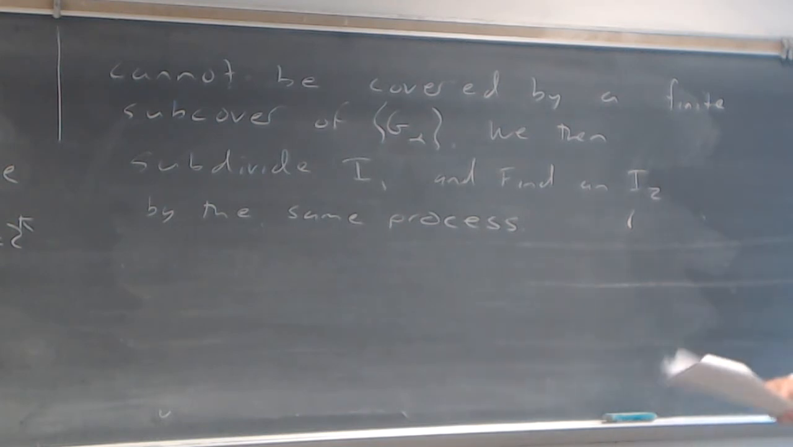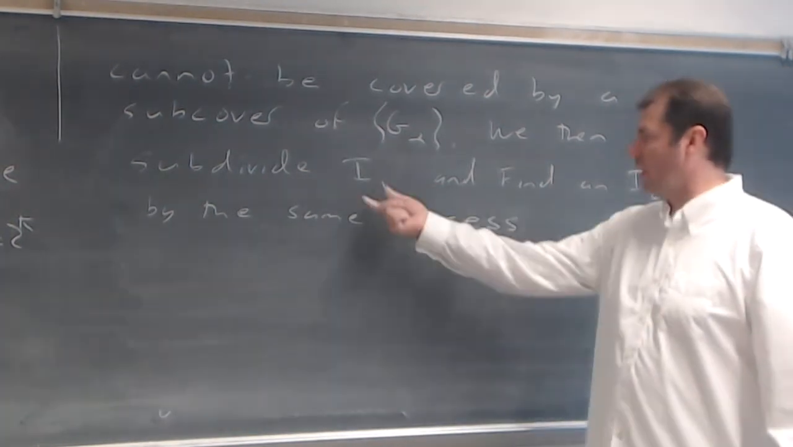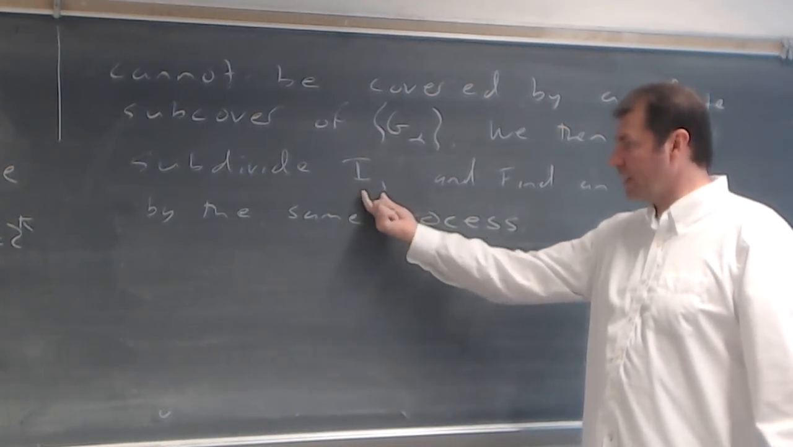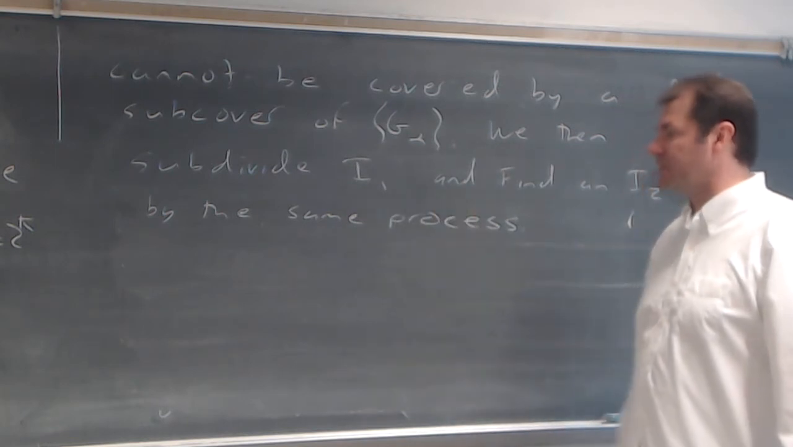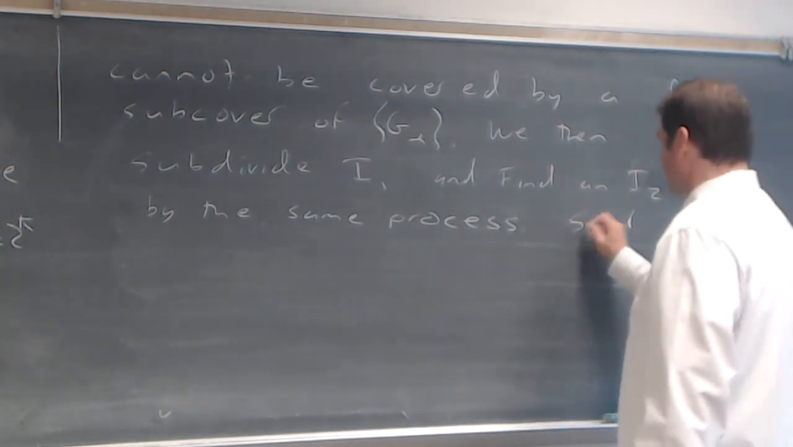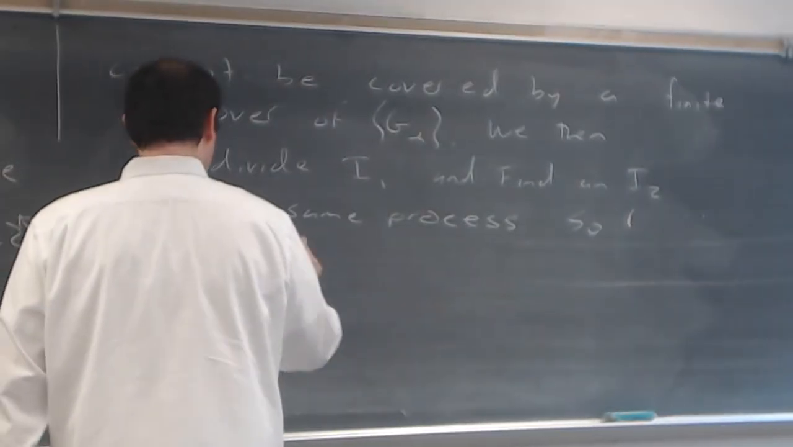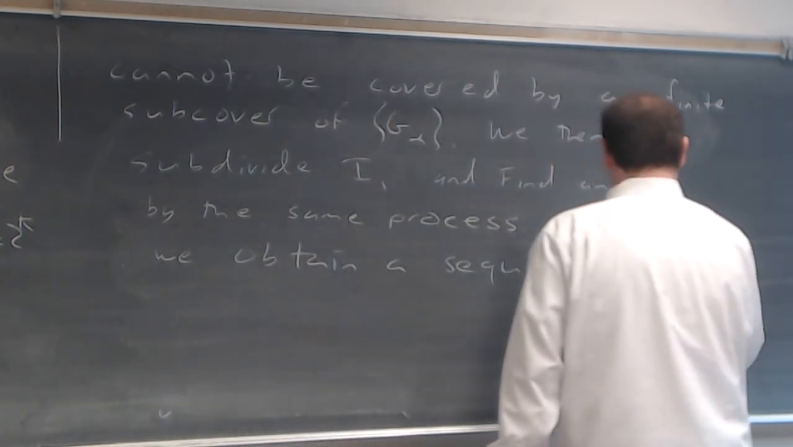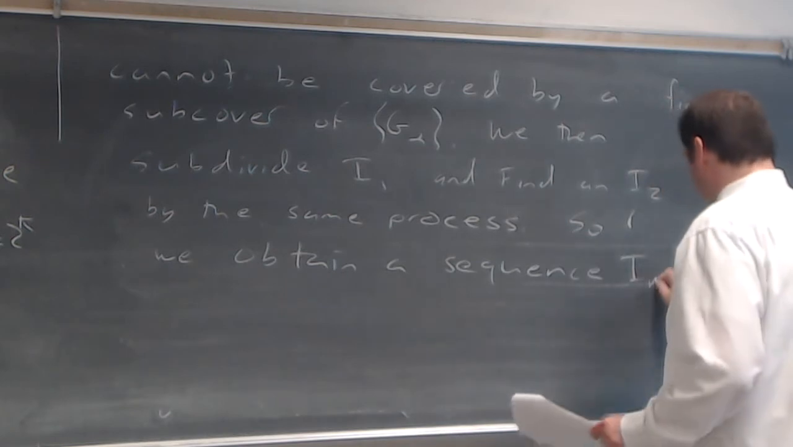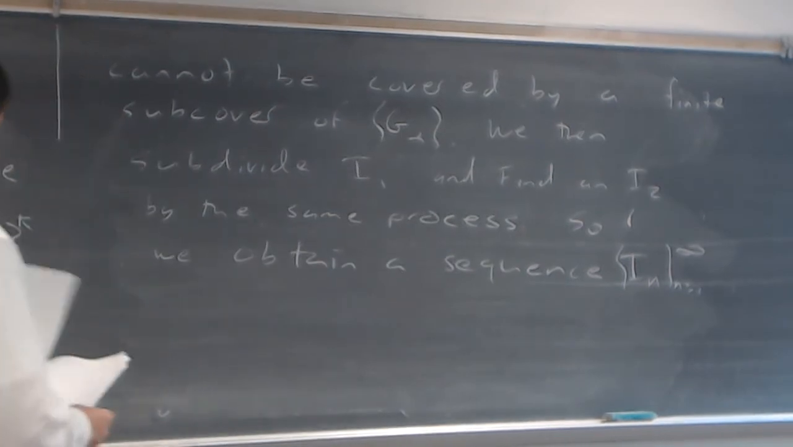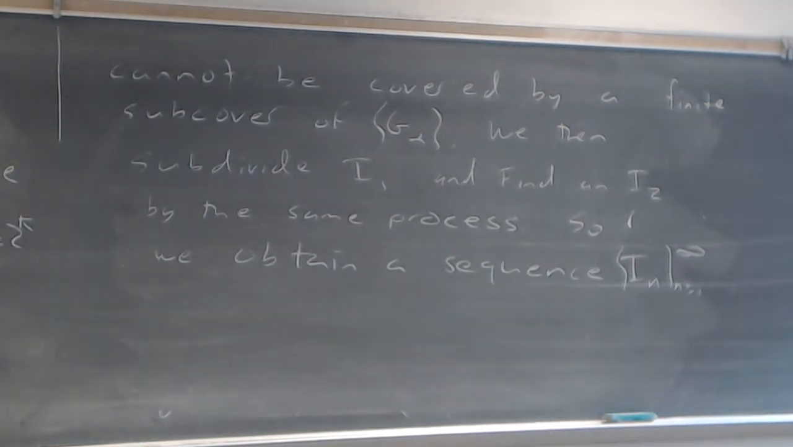Okay, so we take I sub 1, it has k coordinates, and each coordinate has a range for which the coordinates come from. You take half of them. Anyway, you do the same process. So we have finally obtained a sequence. Let's call them I sub n. And they're going to satisfy certain properties.